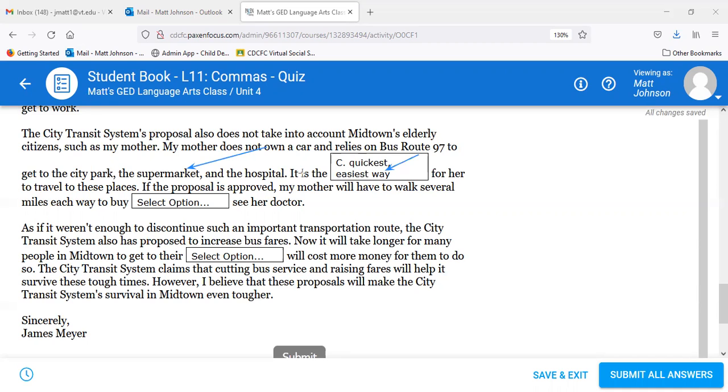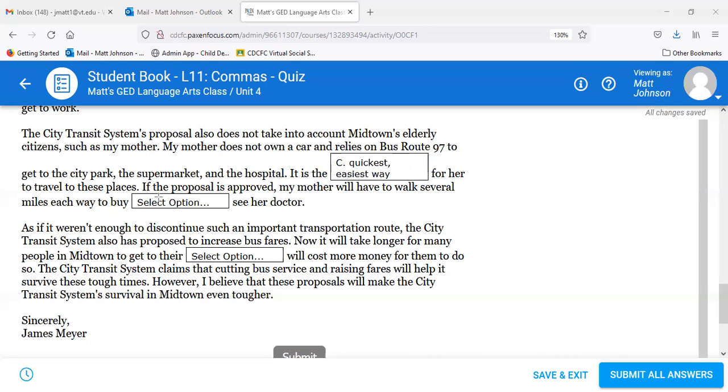So that can be a little bit confusing because you're seeing words that you need to separate with the comma. So when you run into that, is it a list? Is it a series of things, or is it an adjective? That'll help you point to where and how many commas you're going to need. So in this case, boom, just C, quickest, easiest way for her to travel to these places.